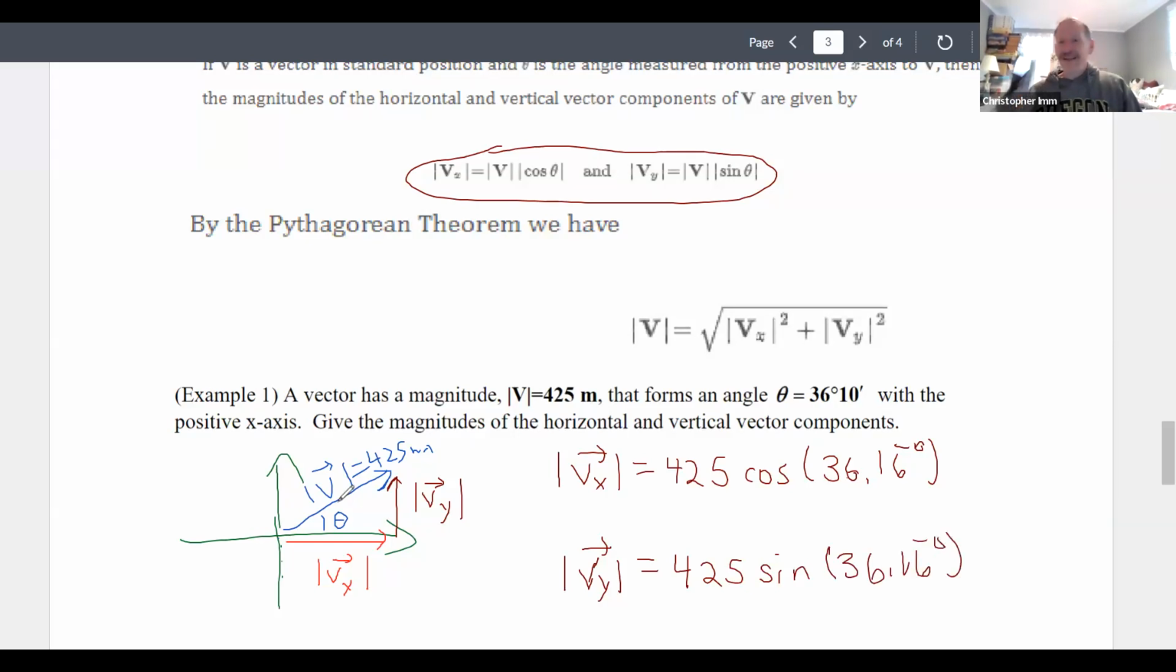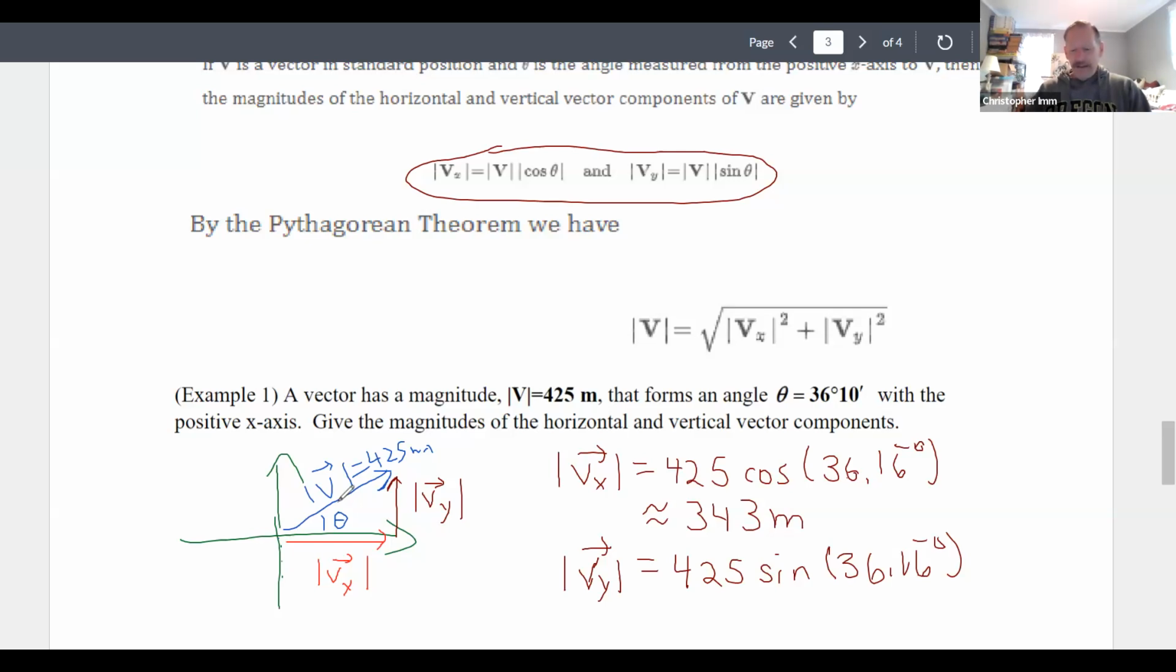So I'm just going to use my calculator to compute these. When I take 425 times cosine of 36.1666666, and remember I'm in degree mode, I get 343.1041048. When I'm using significant digits, I noticed that 425 is given to three significant digits, so I'm going to round this to three significant digits, and I'm going to get 343 meters.